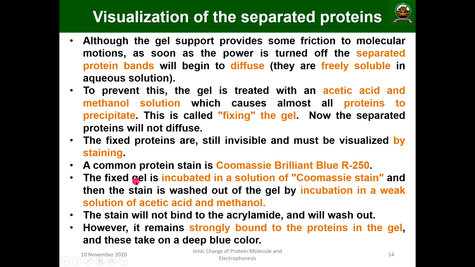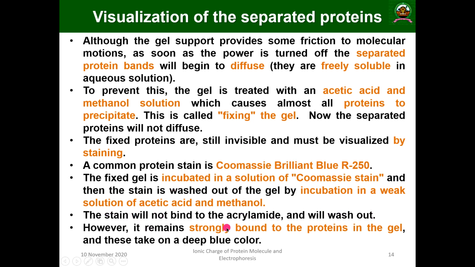So the fixed gel is incubated. Once the process is over, you need to take the gel, add Coomassie Brilliant Blue in a tray, and incubate with the stain. After one day you need to wash the stain off the gel and incubate in a weak solution of acetic acid and methanol. Again you need to wash, because the stain is over-accumulated there.